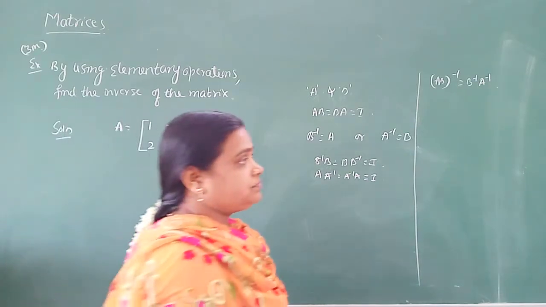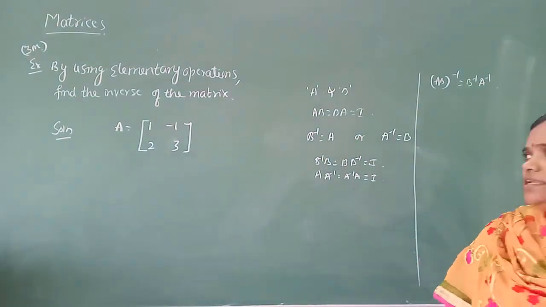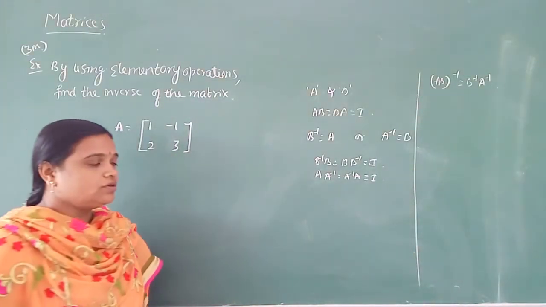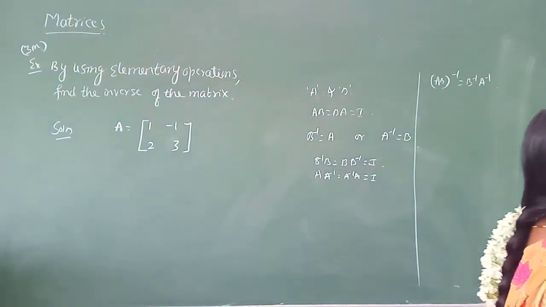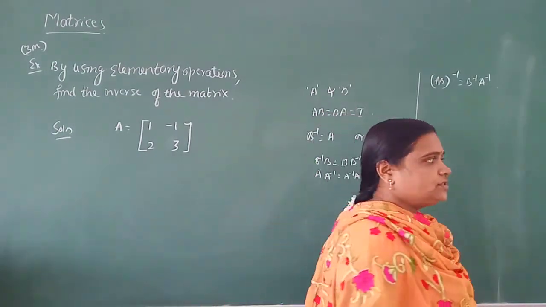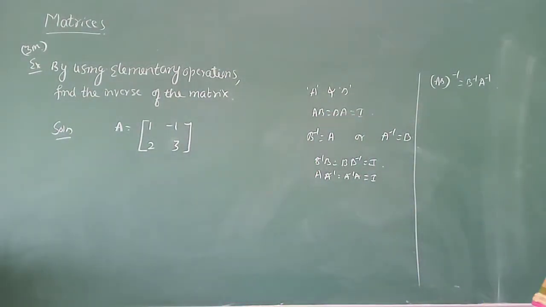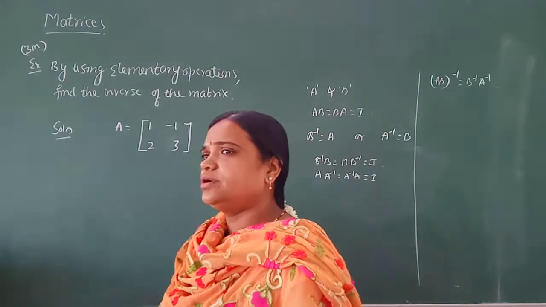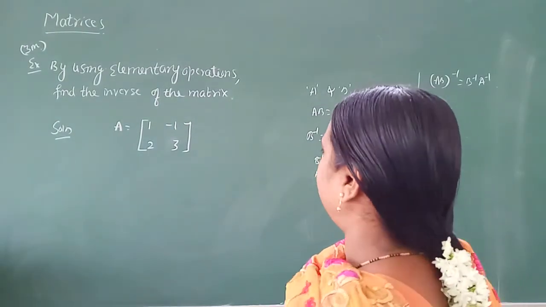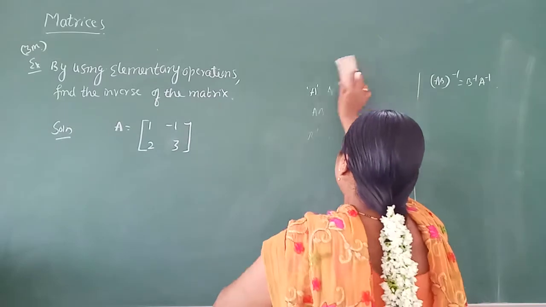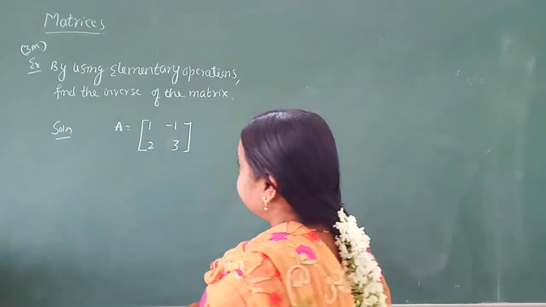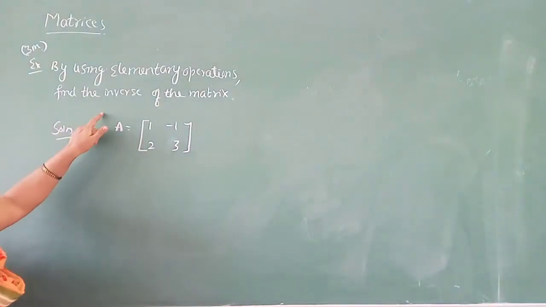We have the rules. The first rule is multiplying any row or column. The second one is adding to another row. The third is multiplying any row and adding or subtracting it to another row. These are the three conditions. Don't worry, I will explain each and every concept in detail. You can easily understand. Now we want to calculate A inverse.